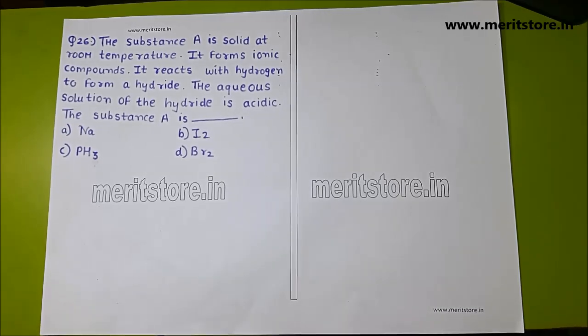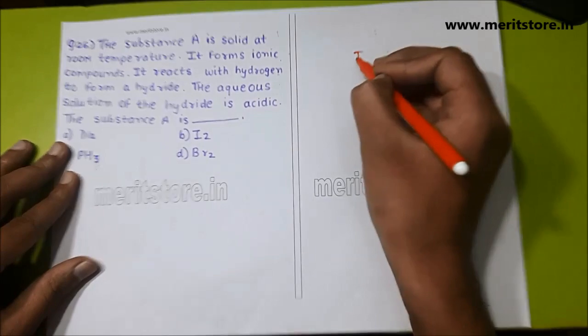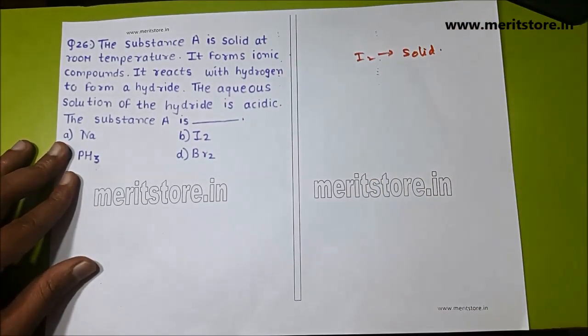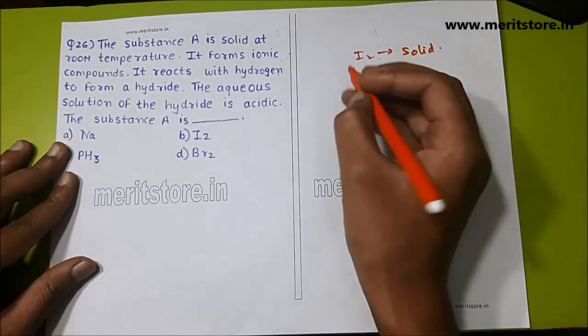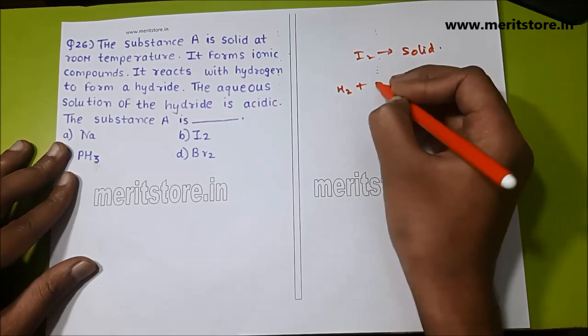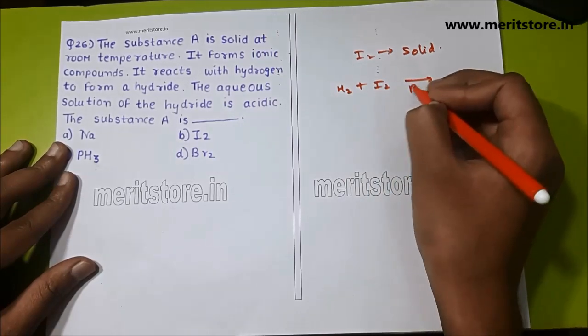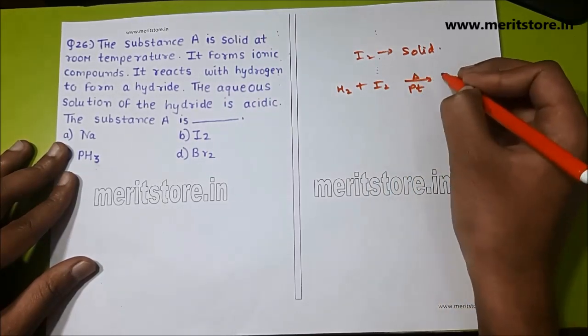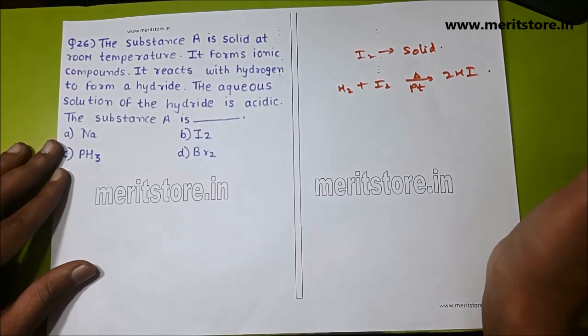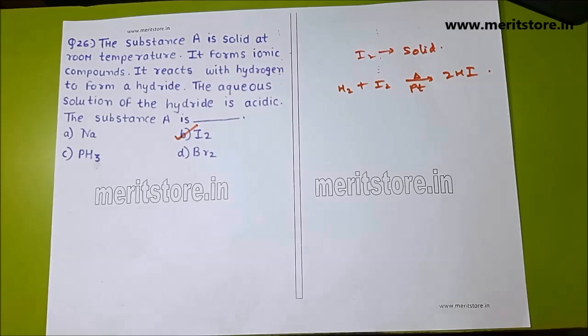At room temperature, iodine is solid. It forms an ionic compound and reacts with hydrogen to form HI. In presence of platinum as catalyst and heat, 2HI is formed. So option B is the correct option.